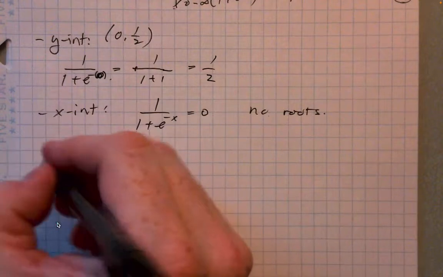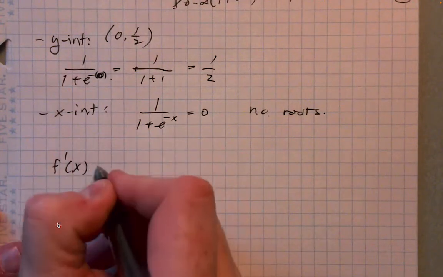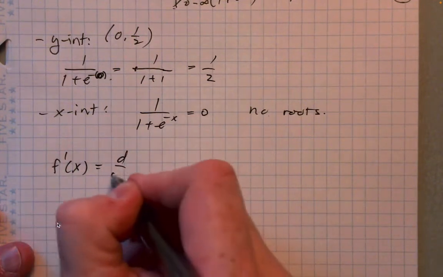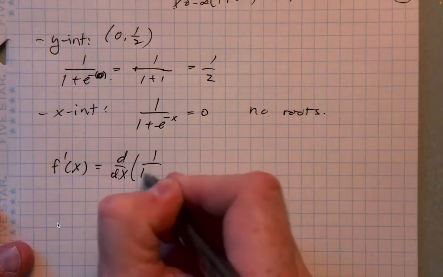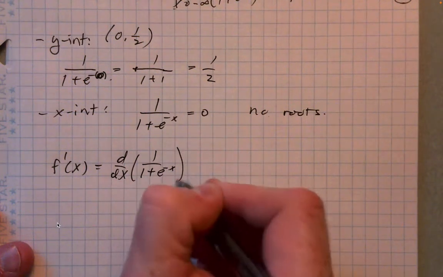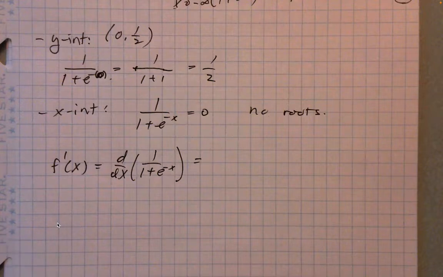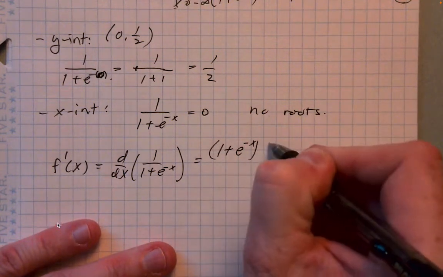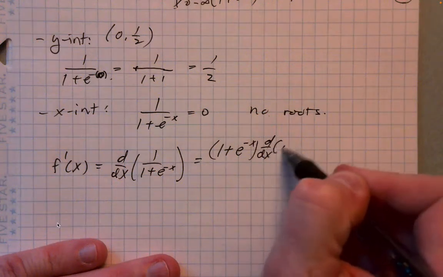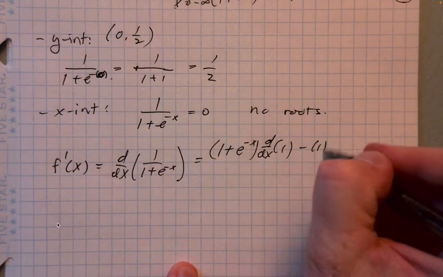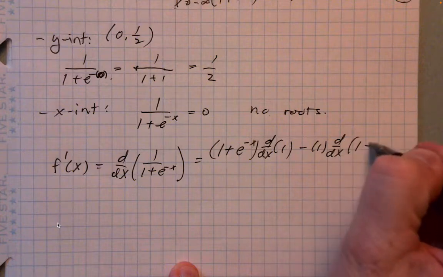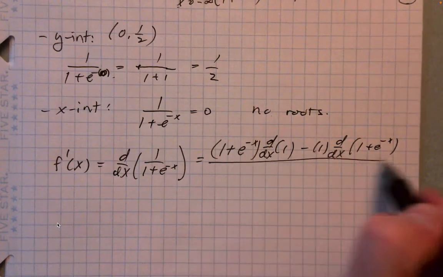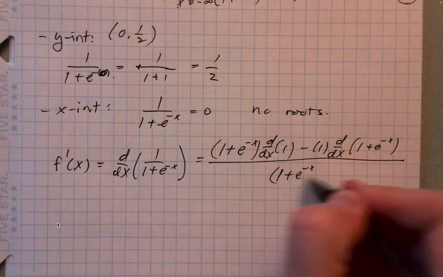All right, what about the derivatives? f prime of x. Okay, so that's d/dx of 1 over 1 plus e to the negative x. We're going to use the quotient rule here. So it'll be 1 plus e to the negative x times d/dx of 1, minus 1 times d/dx of 1 plus e to the negative x, all divided by (1 plus e to the negative x) squared.